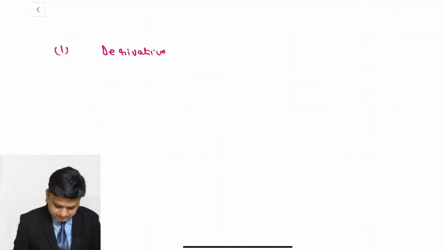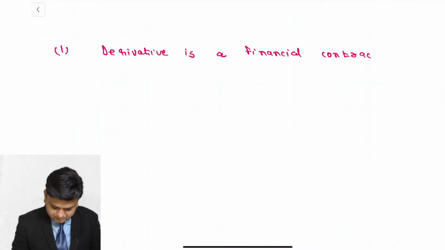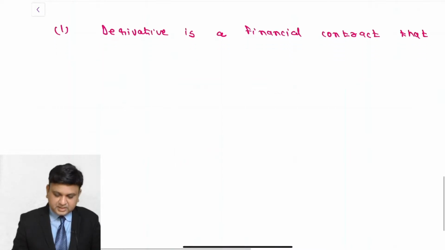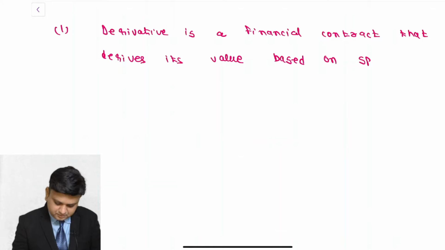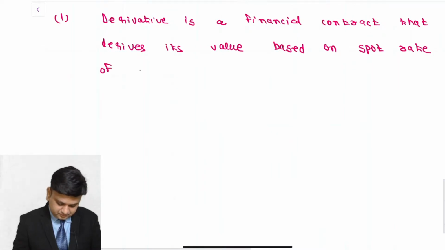Right, on the first point: a derivative is a financial contract that derives its value based on the spot rate of an underlying asset.